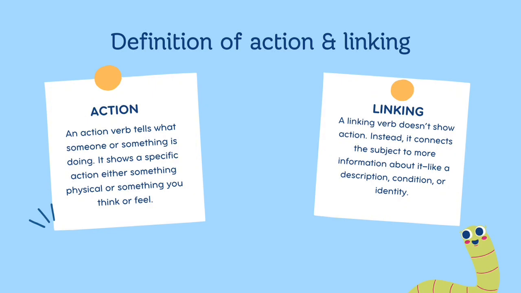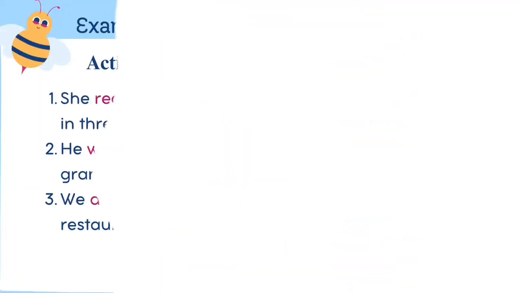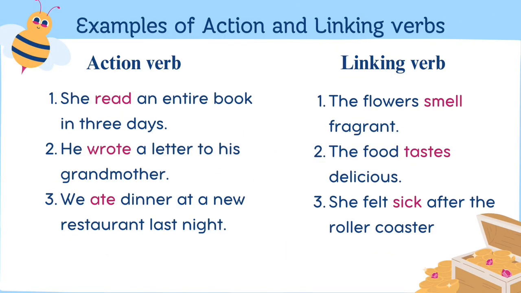So, to put it simply, action verbs show actions or processes, while linking verbs connect the subject with information that explains or describes it. Both are important, but they work in different ways in a sentence. Today I'm going to present examples of action and linking verbs.